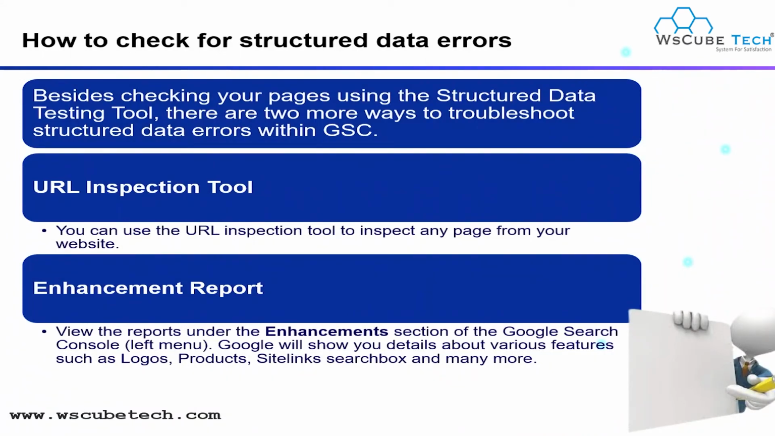Now, how to check? For this, we have to simply visit the tool known as Structured Data Testing Tool. And in this, we have two ways to troubleshoot structured data errors with the Google Search Console. URL inspection tool, that is one way. Enhancement report, view the report under the enhancement section of the Google Search Console. And Google will show you details about various features such as your logo, product, site map, sitelinks search box, and many more.